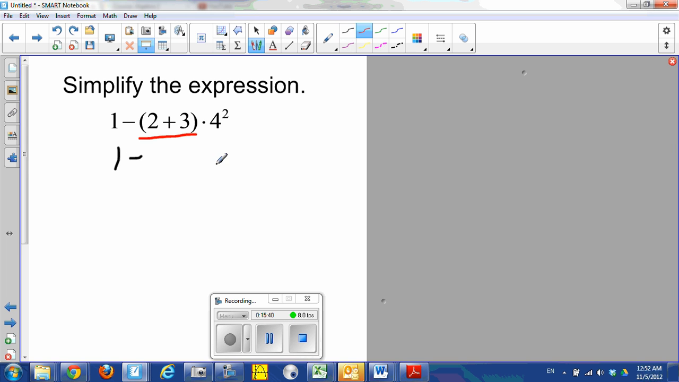1 minus 5 times 4 squared. And next, we have multiplication here, we have an exponent here. We need to take care of the exponent first, that power there. So let's choose blue for that. And we'll have 1 minus 5 times, and 4 squared is 16.